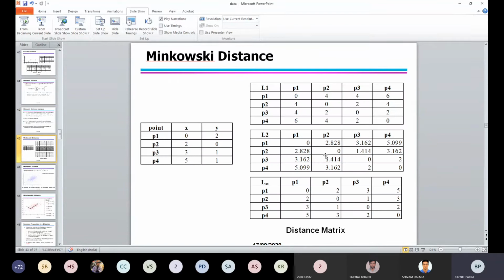So we have the same set of points here. On the left side you can see P1, P2, P3, P4. On the right side, we compute the L1 distance. L1 is nothing but the city block distance. So I want to compute the distance from P1 to P2. You take the absolute differences: 0 and 2, so the absolute difference will be 2, and 2 and 0, so the absolute difference will be 2. You add them, and therefore you will get the value 4.